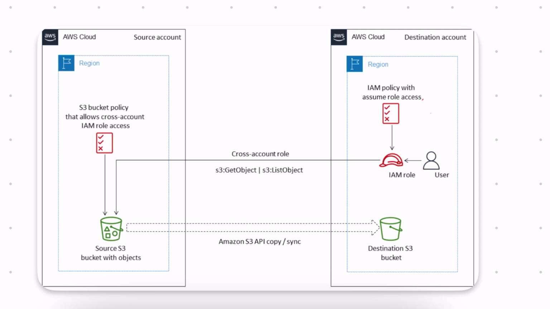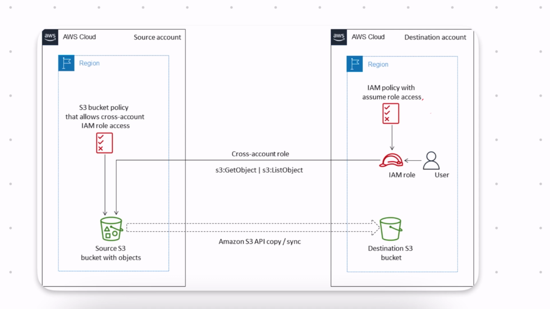On the left, we have our source AWS account. Inside, there's an S3 bucket filled with the objects we want to copy. Critically, this bucket has a bucket policy attached to it. This policy is like a gatekeeper. It controls who can access the bucket and what they can do. The bucket policy allows cross-account IAM role access.